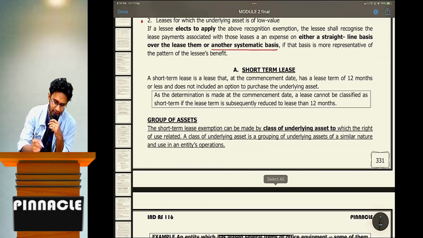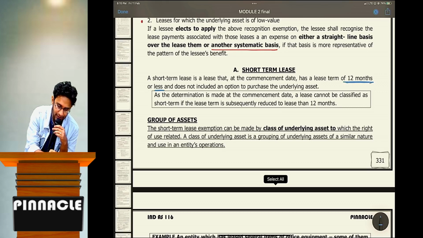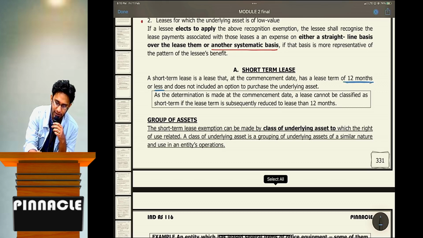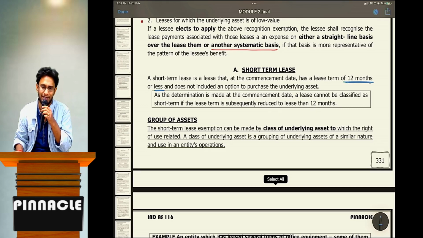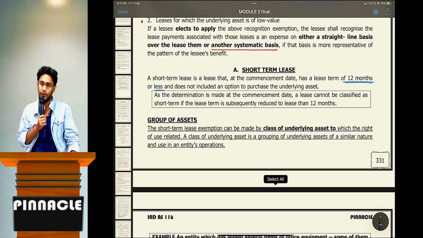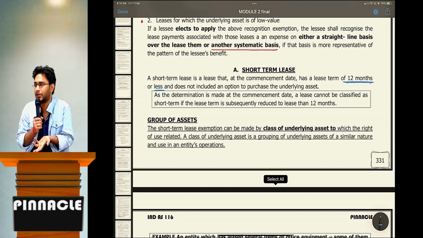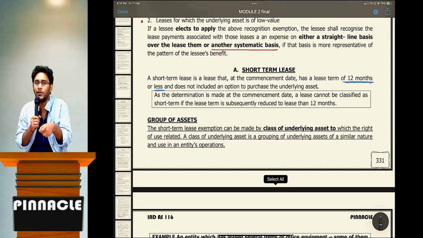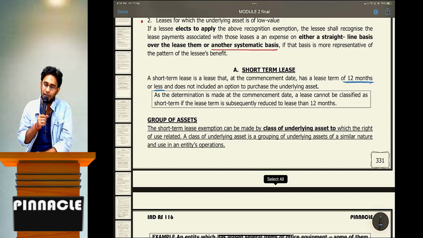In short term lease, it says it's a lease that at the commencement date has a lease term of 12 months or less, and does not include an option to purchase the underlying asset. If there is an option to buy the asset eventually, then you cannot take the exemption here. Because if there is an option to buy and ultimately you buy, that means indirectly you are becoming the owner of the asset. When I know that I am going to become the owner of this asset from the first day itself, how can I not account for that asset in my books and transfer the lease rent paid to P&L account?